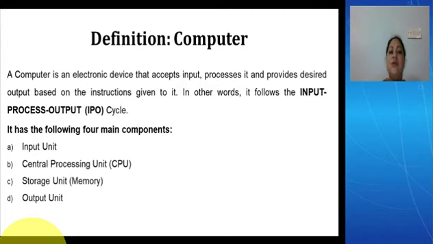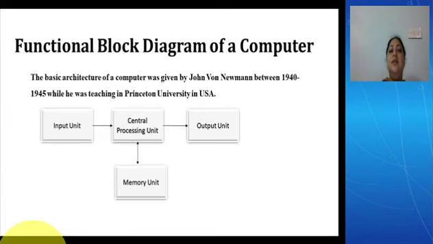A computer is defined as an electronic device that accepts input, processes it, and provides the desired output based on the instructions given to it. We can say that it follows the input, process, output cycle. A computer has four main components: the input unit, central processing unit, storage unit, and the output unit. This is the functional block diagram of a computer.